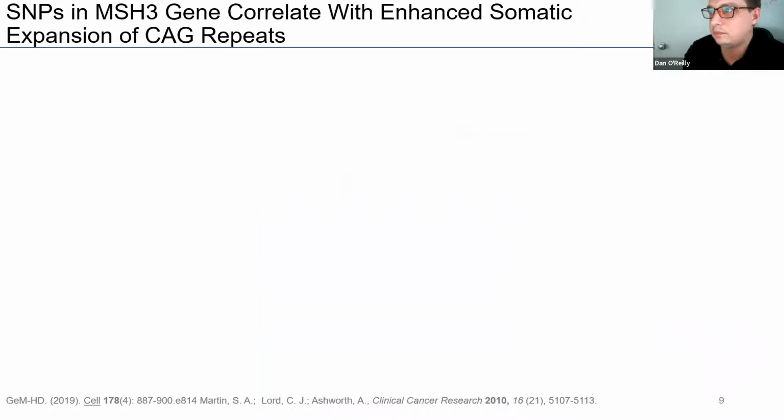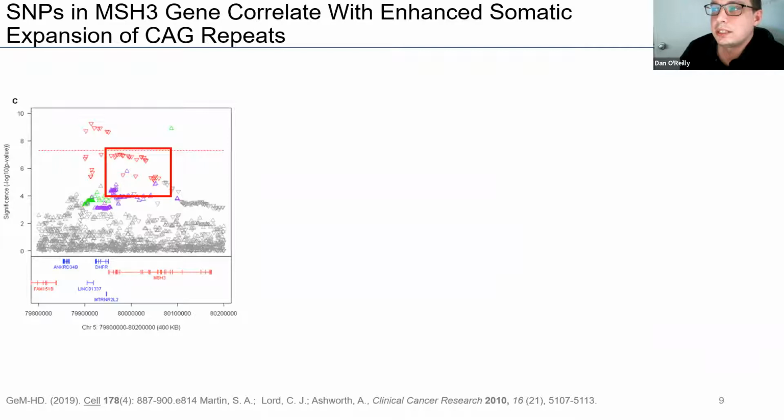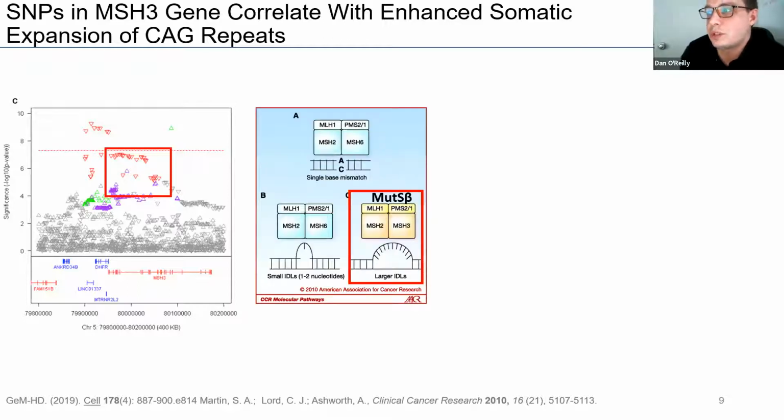Now, this leads me to the MSH3 gene, MutS homolog 3. Basically, it was found that SNPs in this gene were associated with decreased age of onset. So SNPs made the disease progression worse. Mutations in the gene made the progression worse. The MSH3 gene's primary role is in the mismatch repair pathway, fixing large loops.